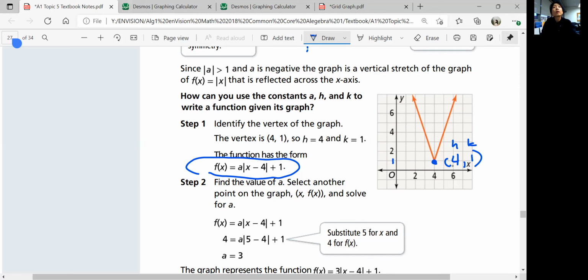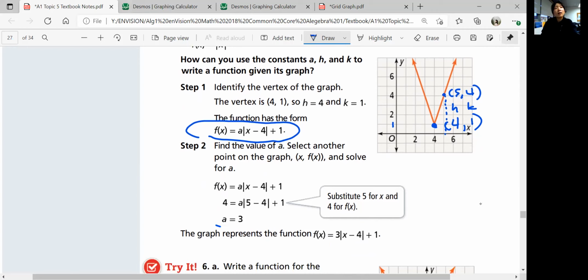So the textbook chose 5. So if you have 5, you should have (5, 4) in this graph, which means if your x is 5, your y has to be 4, right? So you can plug that in. You already know h and k. So substitute 5 and 4 in the x and the f of x area and solve for a, which is supposed to be 3. And you can double check with another point, but your a should be the same. So now that you figured out a, you can complete your function using the form.